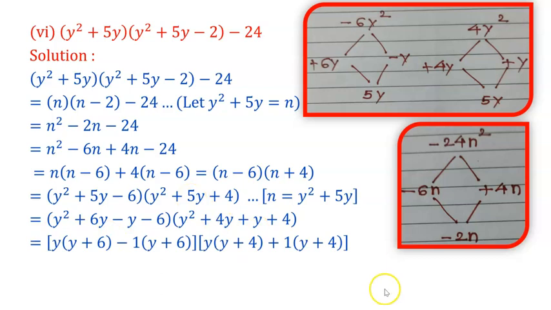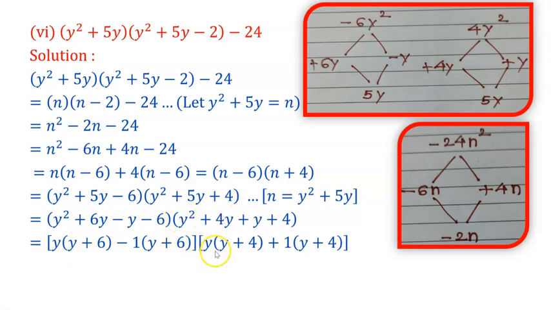Okay. Now 5y is replaced by 6y minus y, and this 5y is replaced by 4y plus y. Again from these two terms, y is common. In the bracket you will get y plus 6. From the next two, take minus 1 common, then in the bracket you will get y plus 6.